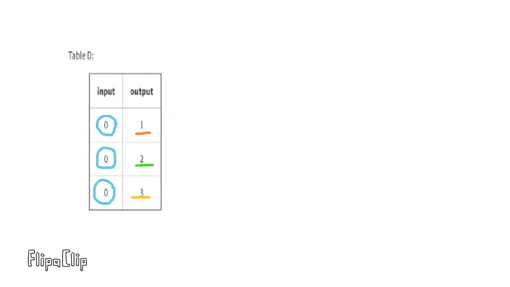Table D. All of the inputs for table D are the same, but all of the outputs for table D are different. And you cannot have different outputs for the same inputs. So table D is not representing a function rule.